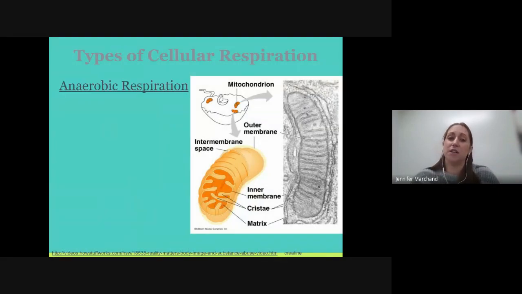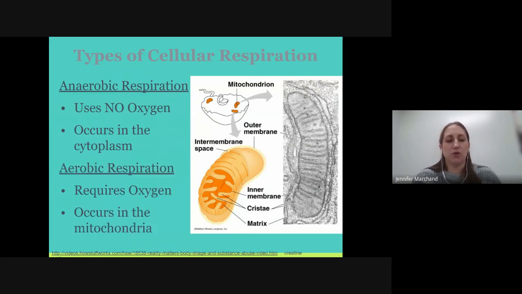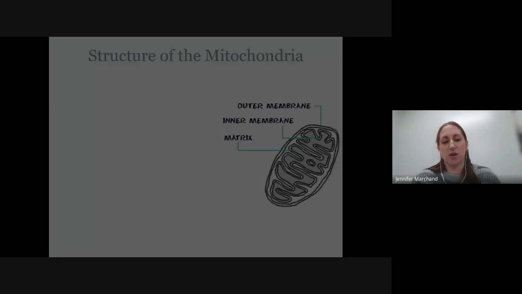There are different types of cellular respiration. We have anaerobic cellular respiration. This type of respiration uses no oxygen at all, and it occurs in the cytoplasm. And then you have aerobic respiration, which requires oxygen, and that occurs in the mitochondria.